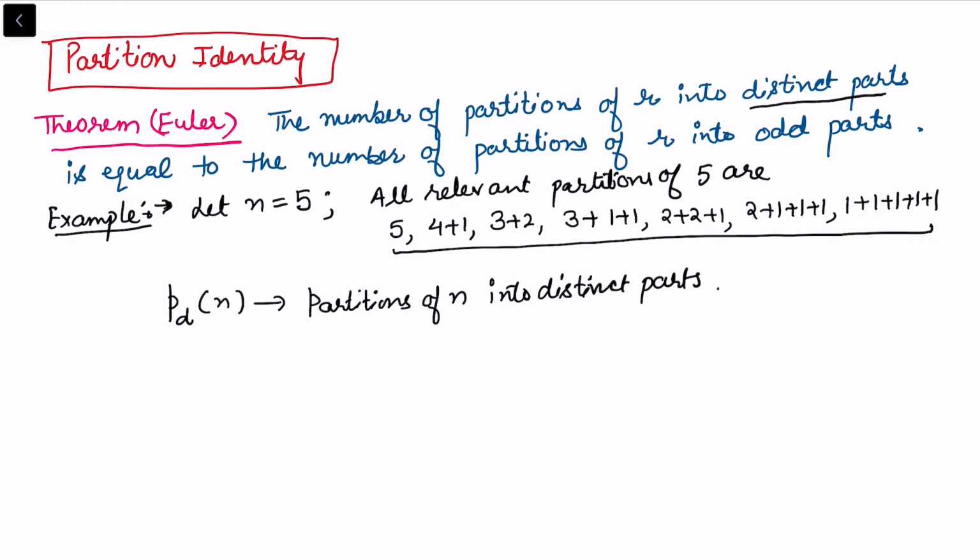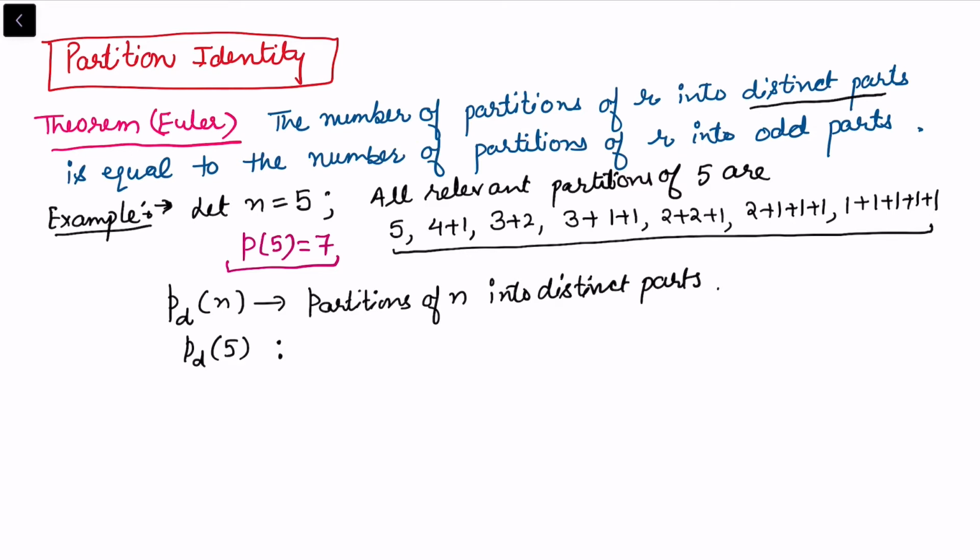And for this case, when I take PD(5), this corresponding to this, how many are relevant partitions? Let's first write them, and then we will see the count. In this case, I've used the notation P(n), that is for the counting of all partitions. So here P(5) was 7. This was the count. We have seen there are 7 relevant partitions.